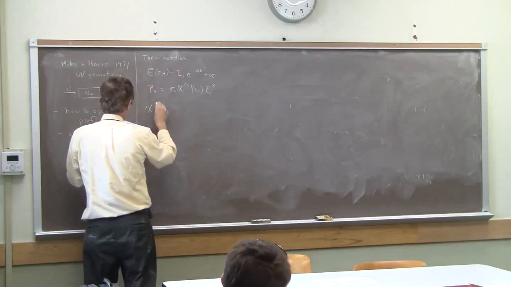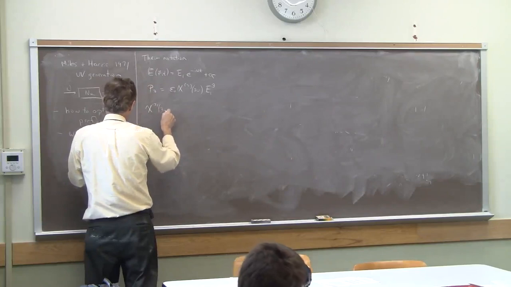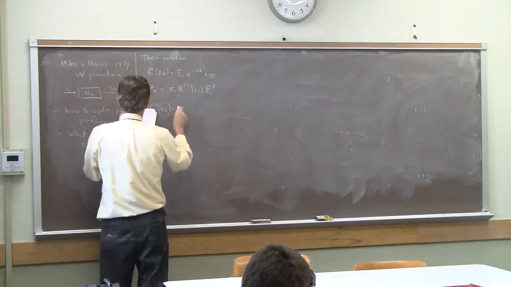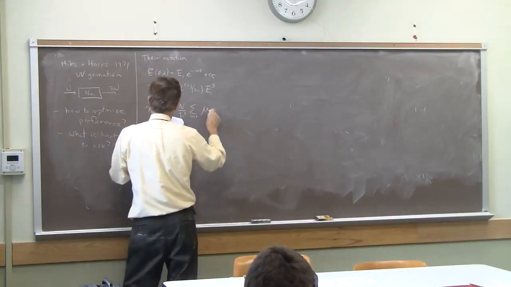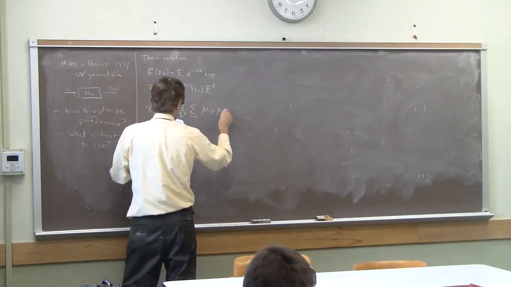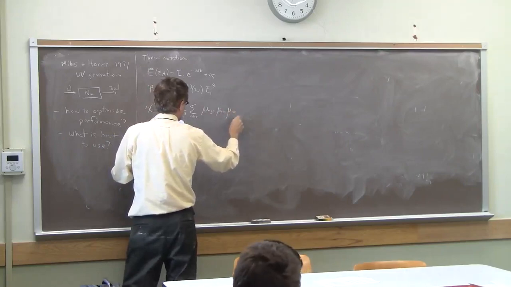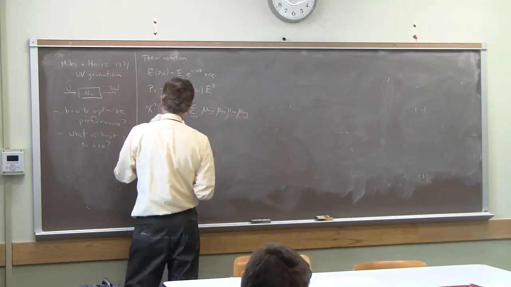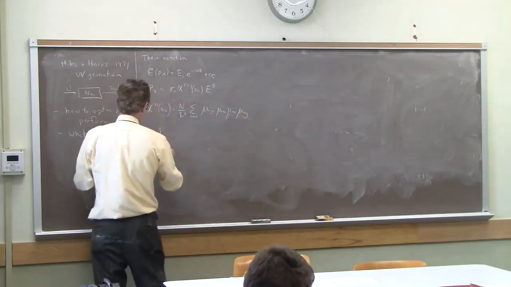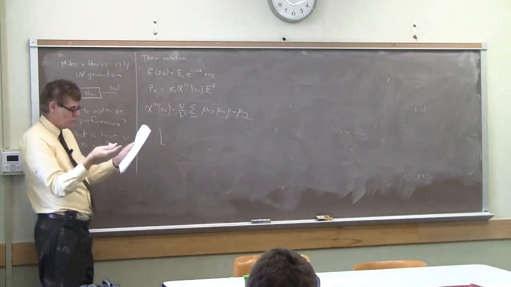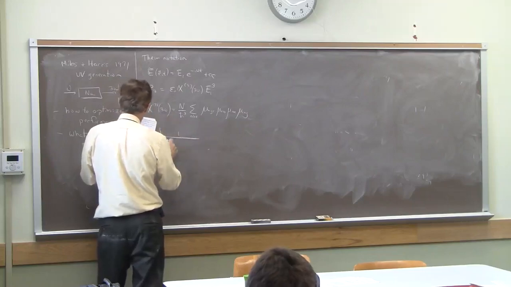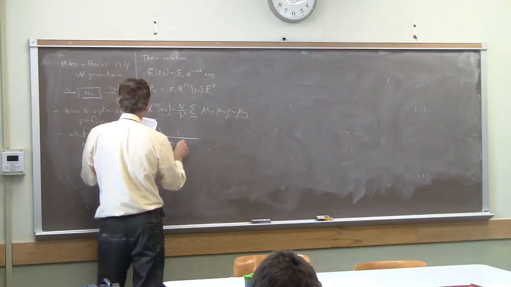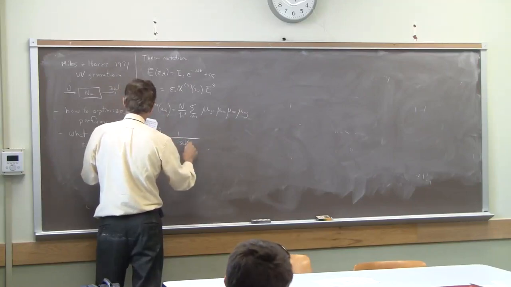And then they do a little calculation that says the chi 3 of 3 omega will be equal to N over h bar cubed, sum over a, b, and c of mu g c, mu c b, mu b a, mu a g, times. And now I'm going to write down the 4 resonance terms. Because they're doing third harmonic, the expression is much simpler than the ones I've written before.